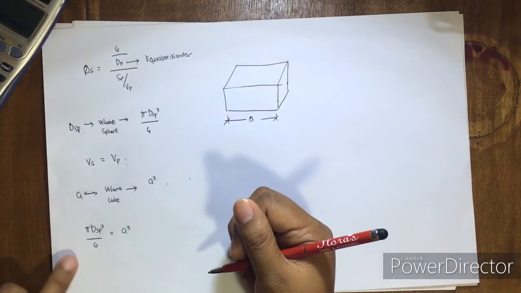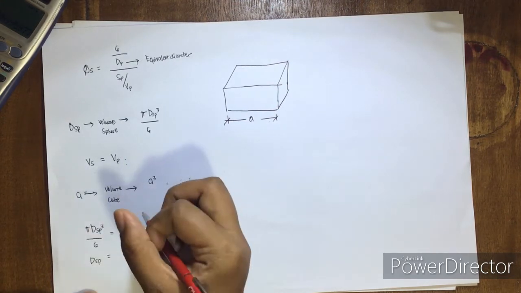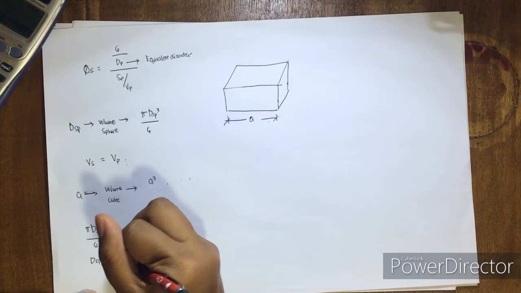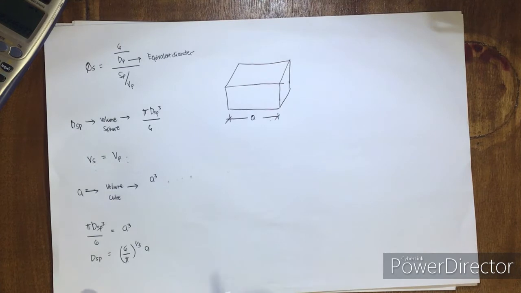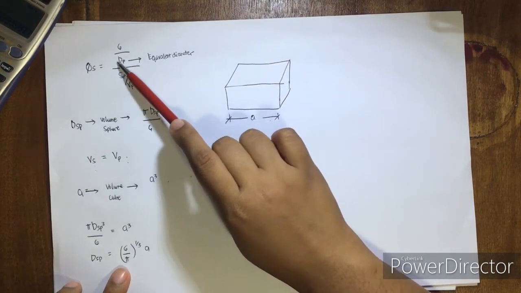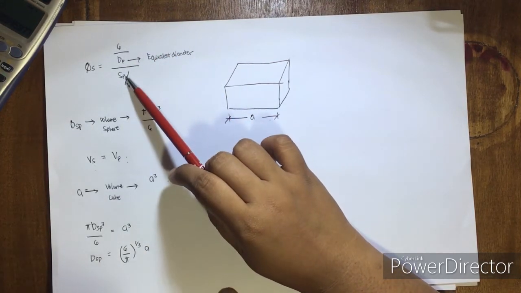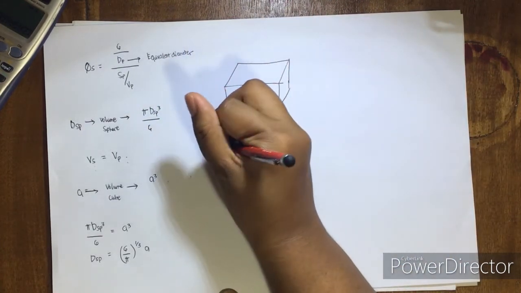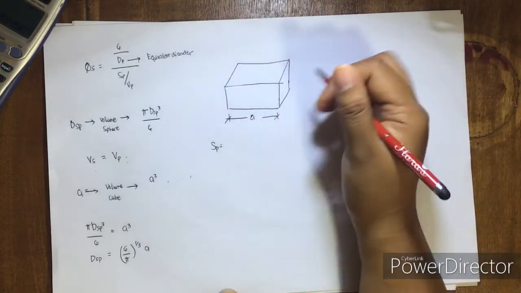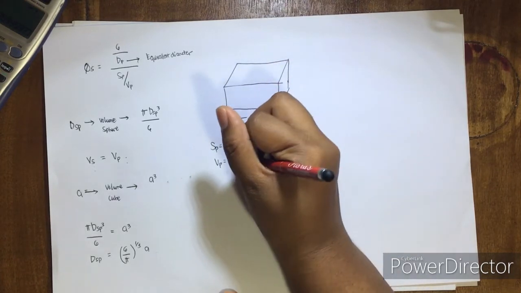Simplifying the equation to get the Dsp, so this is the Dsp. This term is the one that we will substitute for the Dp in the equation for our sphericity. Now we need to get the surface area and the volume of our particle also. The surface area of a cube is simply 6a squared, and the volume of the particle is a cubed.